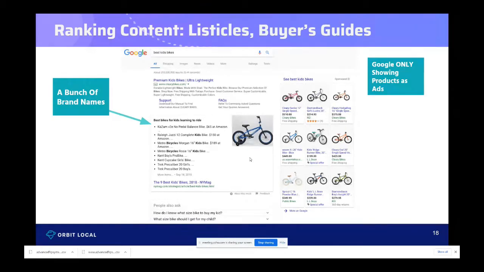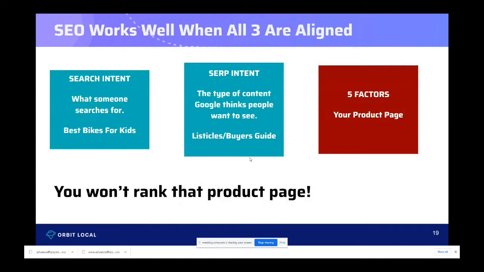And I think that's really interesting because Google knows that people want to look at bikes for this search, but then they don't show individual e-commerce website product pages, which I think is kind of how Google likes to do things. But basically the takeaway here is that SEO is going to work well when all 3 of those things are aligned. That's why I think before we start getting into the 5 factors of ranking, you really have to understand the search intent and the SERP intent. That should be like the framework of how you approach SEO. And basically what I'm telling you here is you're never going to rank that product page because that's not what Google thinks people want to see. You have to create some sort of listicle or buyer's guide and then rank that.